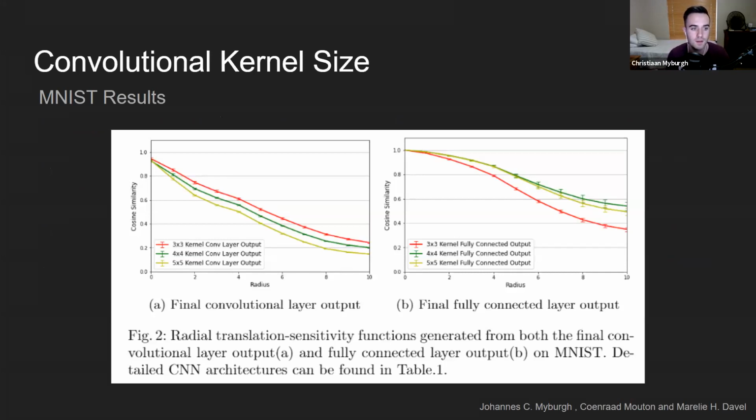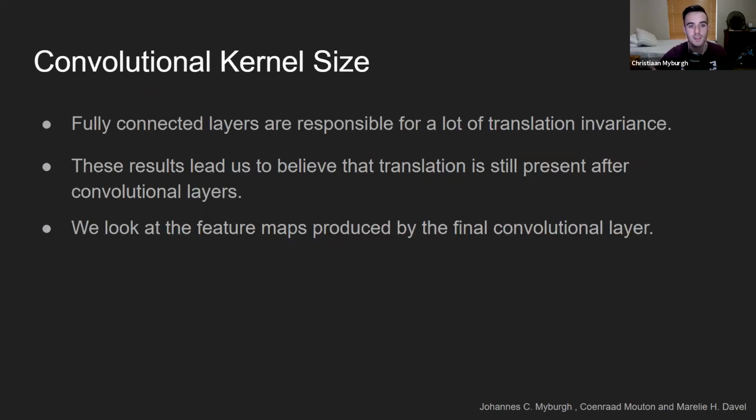To the left, you can see the sensitivities measured right after the convolutional layer, and to the right, you can see the sensitivities measured right after the fully connected layer. Interestingly enough, you can see in the left example that smaller convolutional kernels tend to produce less sensitive feature maps. But if we take a look at the results on the right, this pattern definitely isn't there anymore. And the most interesting thing here is to see to what extent the fully connected layers actually influence translation invariance, which is funny because we would expect the convolutional layers to be able to deal with translation invariance fully. So as we said, the fully connected layers are responsible for a lot of translation invariance. And these results lead us to believe that translation sensitivity is still present even after going through all of the convolutional layers.